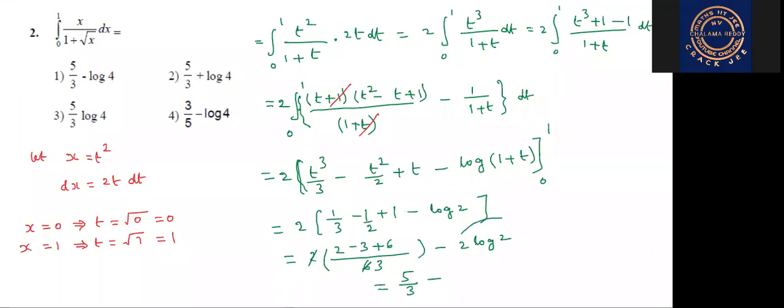By observing the options, the 2 goes to the power, so 2 square will come. 2 square value is 4. So 5 by 3 minus log 4 is the answer. So the first option is correct.